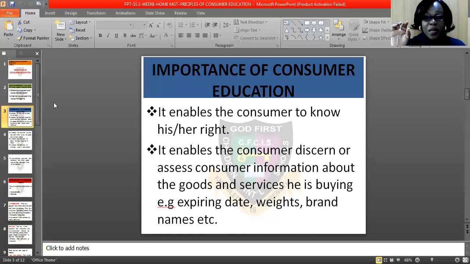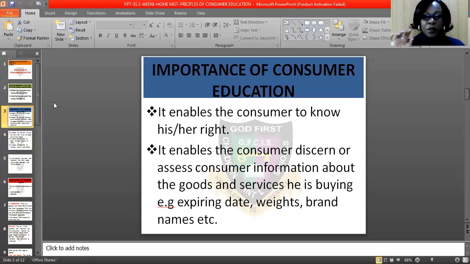As I'm teaching you now, we are consumers, isn't it? We go out there, we buy goods that are produced by different companies, isn't it? But knowing what your right is, reading and studying about it, is what we call consumer education. And with the knowledge you are acquiring at this moment, it will help you to know your rights as a consumer. Is that taken?